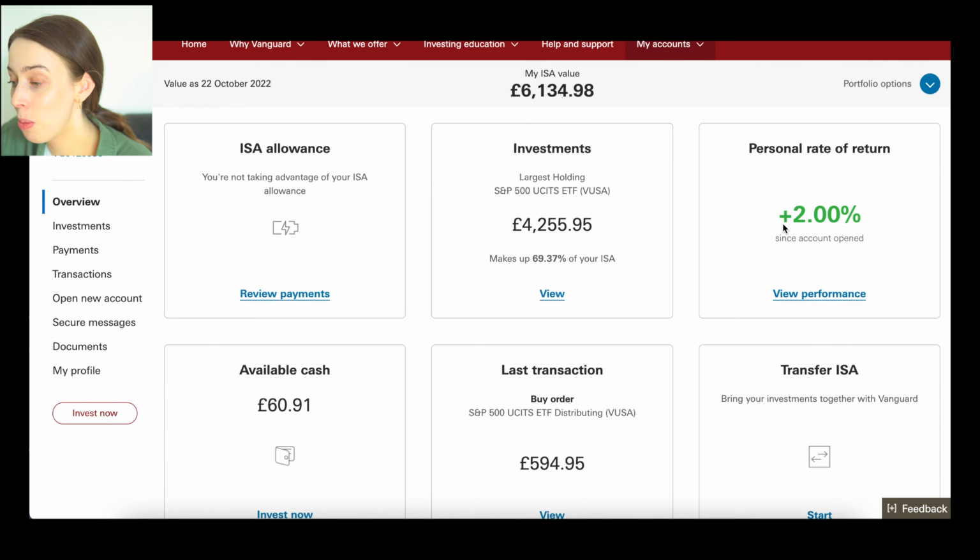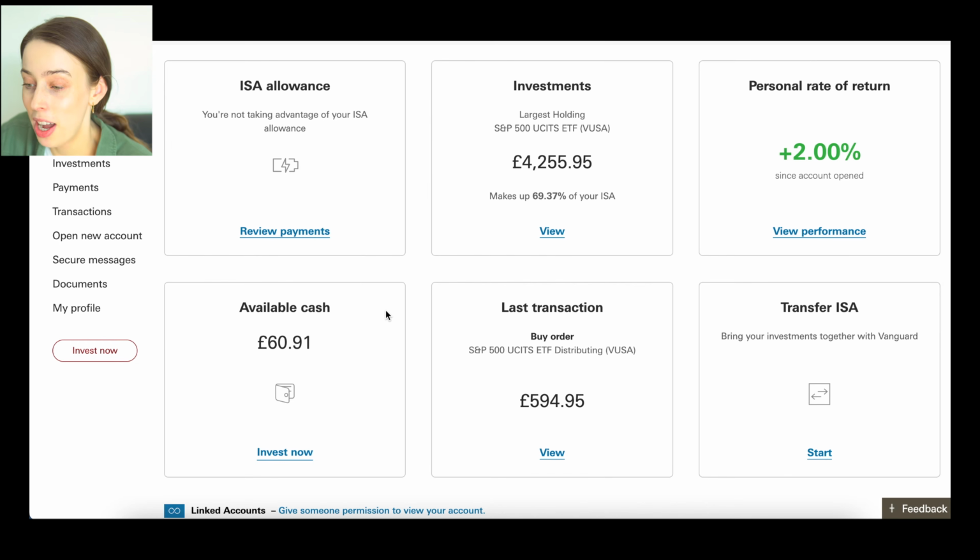So although I've got a positive rate of return here of 2%, it doesn't mean that my portfolio is up by 2%, and it doesn't mean that my portfolio is doing really well at the moment or anything like that. If this number was plus 30% and you saw that on someone's portfolio update video, don't jump to the conclusion that they must be outdoing the market and doing really well, because it's probably more likely that they've just put in a great deal of money recently, and that will make the personal rate of return shoot right up.